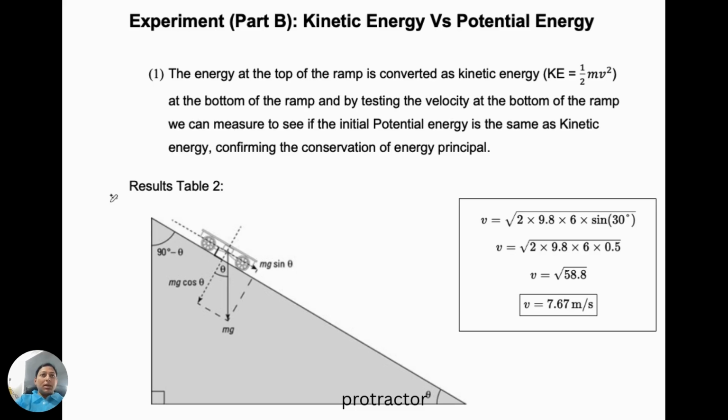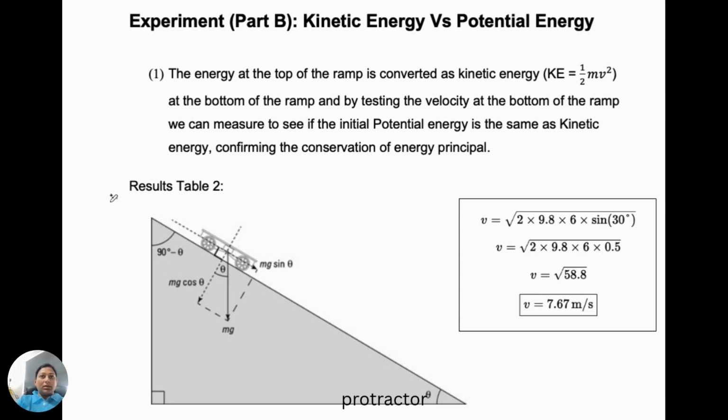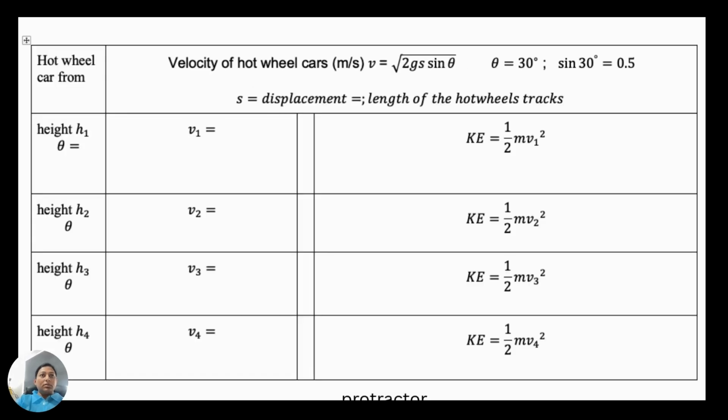Now, to understand the formula, here, v is the square root of 2gs sine theta. So you're also changing theta because you're changing the height. If you look at your previous picture, when the height increases, this angle will change as well. So you need to measure the angle using a protractor and then substitute into the formula and get the velocity. And once you get the velocity, you just have to substitute into the kinetic energy equation and calculate the kinetic energy for each individual height.